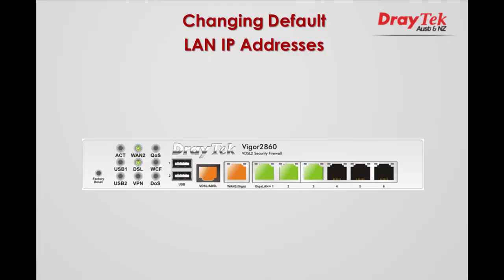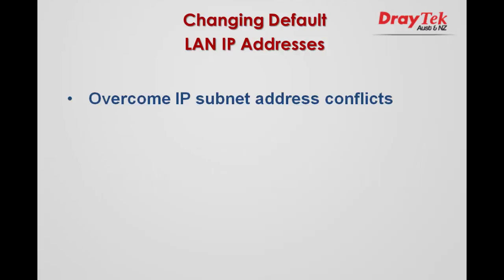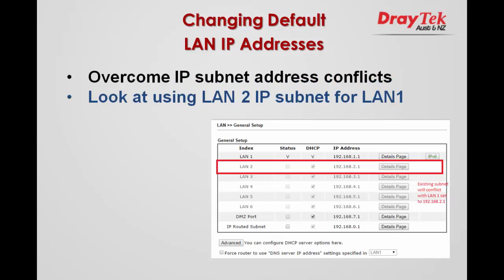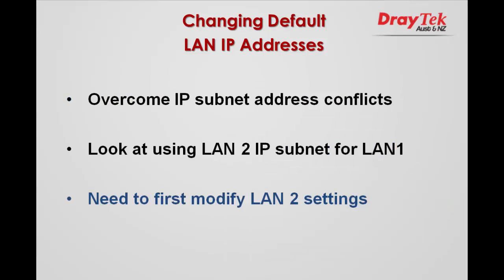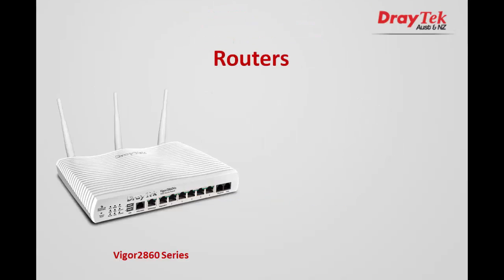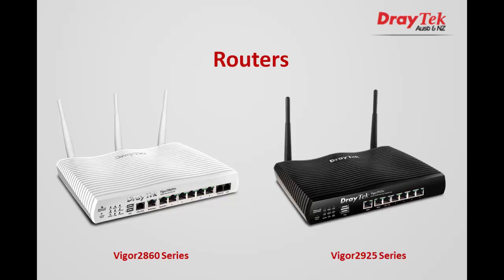In this video, we will describe the process required to change the default LAN IP subnet address in the router. There can be a conflict with another default IP subnet address used by another LAN setting in the router. In the example shown in this video, we will change the IP subnet settings for LAN 1 to be that used by LAN 2. So we will need to modify LAN 2 before we can make the required changes to LAN 1. This procedure applies to both the Vigor2860 series and Vigor2925 series routers.